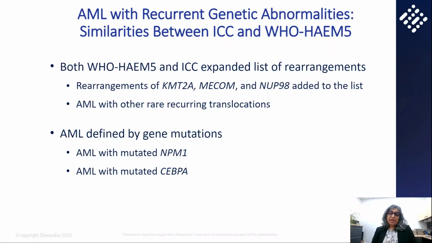So looking specifically at this category, looking at the similarities between ICC and the WHO classification, both these classifications have expanded the list of rearrangements that we saw. They have included rearrangements of KMT2A, MECOM, NUP98 to the list. One thing to note is that these rearrangements can be missed by conventional karyotype. They can be cryptic. So it is important for us to make sure that we have appropriate testing to pick these up. Both have included a category of AML with other rare recurring translocations, and both have AML defined by gene mutations, and the genes that are included are NPM1 and CEBPA.